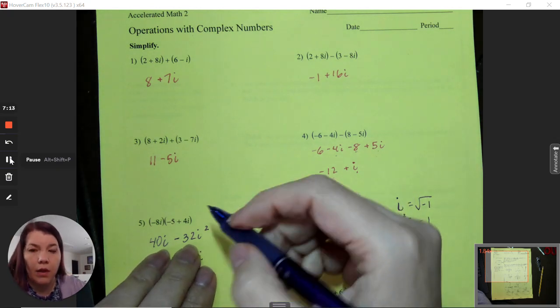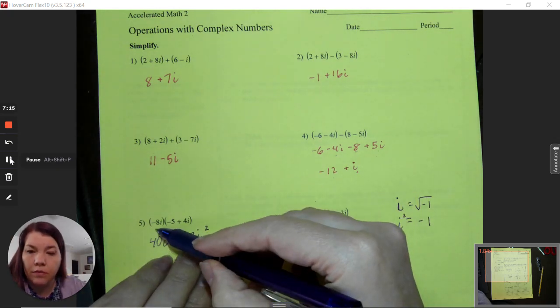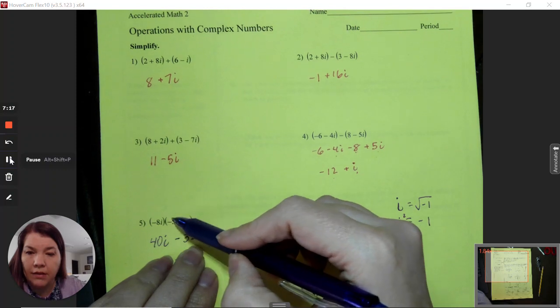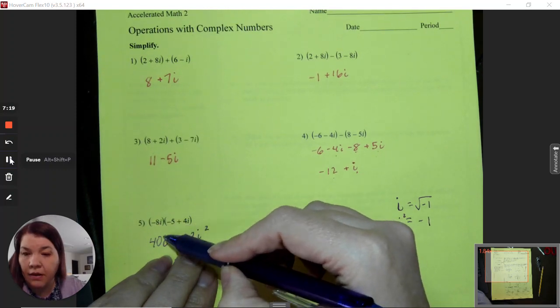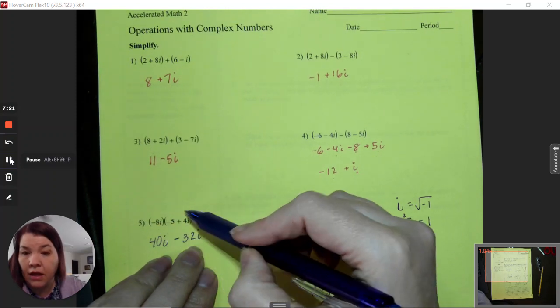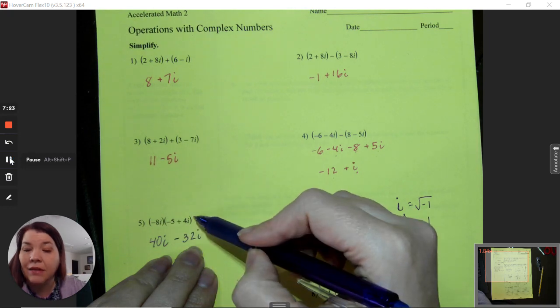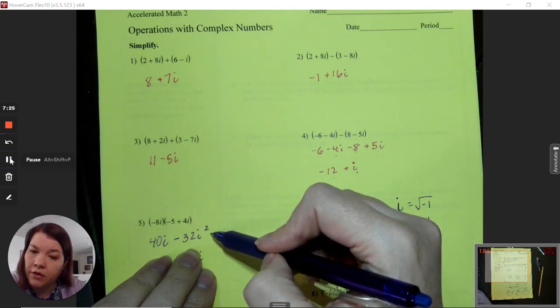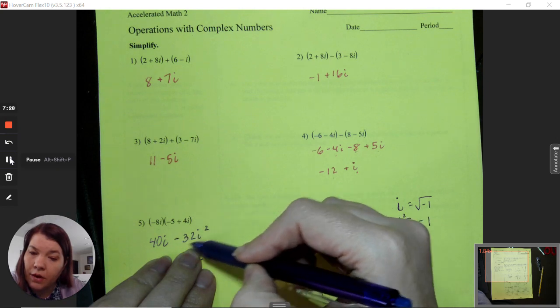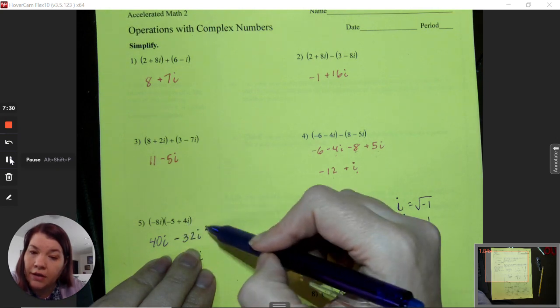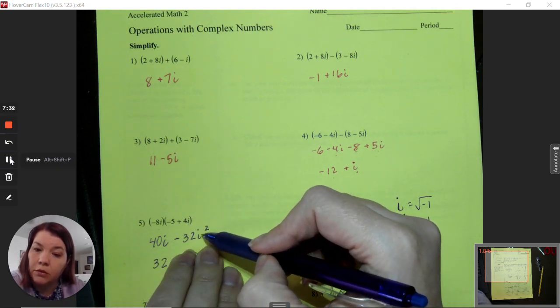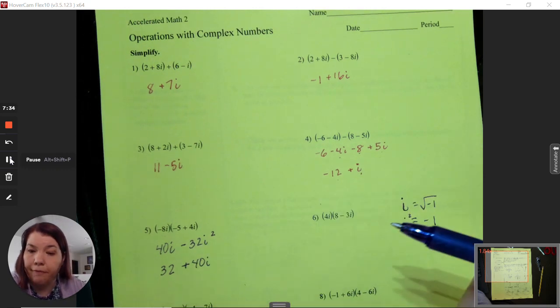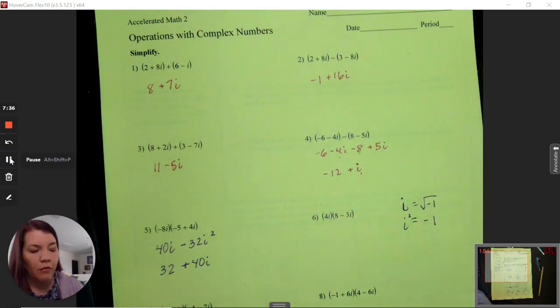Okay, so -8i times 5, -5 is positive 40, -8i times positive 4i is -32i squared, which is equal to positive 32, and then 40i, because it should go second. But if you wrote 40i plus 32, that's okay, you're still right. Let's try 6, good luck.